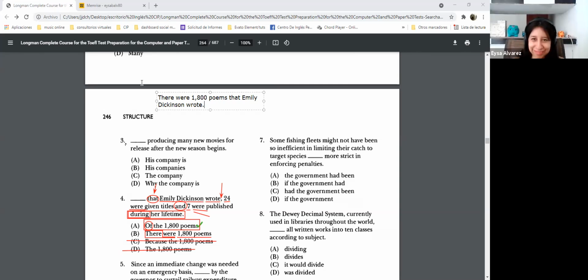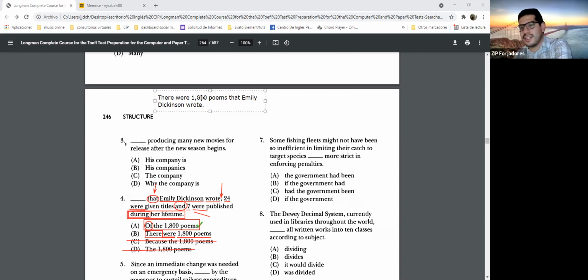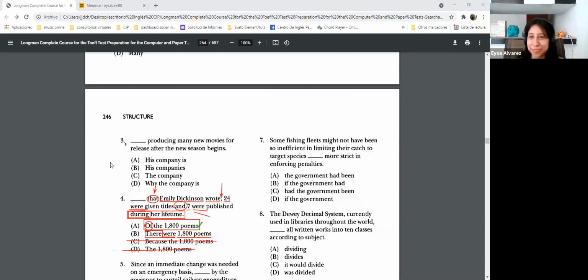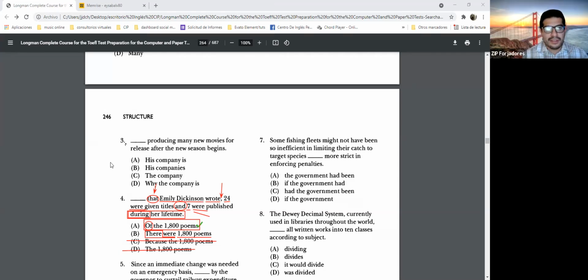It's strange, right? Another sentence that is strange. It was difficult, but just because of the comma, so that means that it's an appositive. It's an appositive because it's talking more about the main subject. The main subject is 24. 24 means the poems that Emily Dickinson wrote. So it's an appositive.